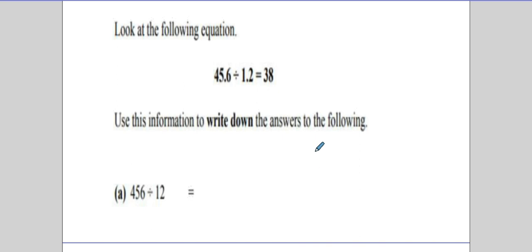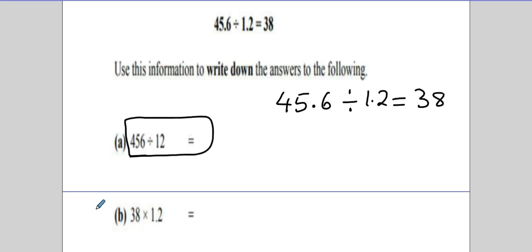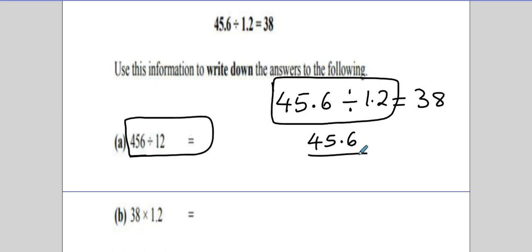Right, so we have 45.6 divided by 1.2 equals 38. Now, what is 456 divided by 12? What is this? Okay. So what you can do here is write this expression as a fraction. So this will be 45.6 over 1.2. It is known that that equals 38.